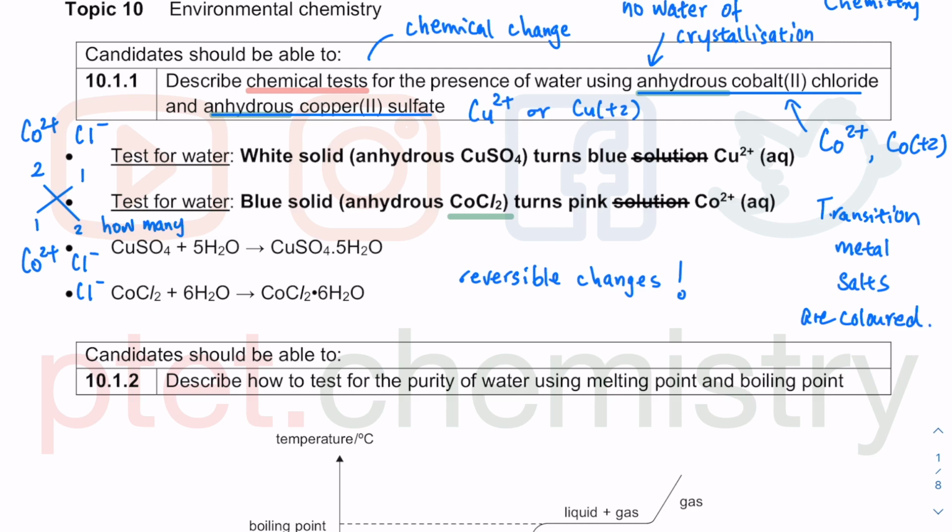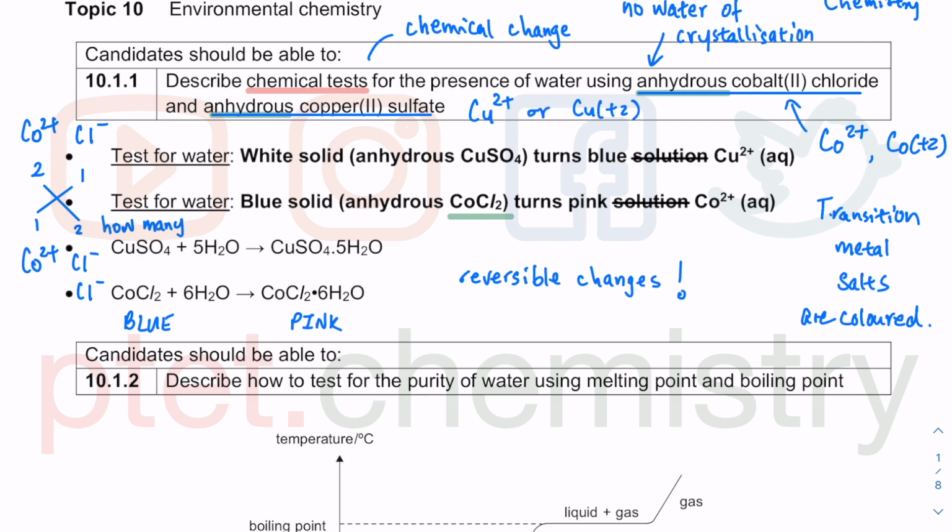This is going to be a blue solid. So this is blue in color, and then it goes to pink when it's hydrated. This is true for the cobalt 2 chloride. Although the copper 2 sulfate anhydrous is white, it goes to blue when it becomes hydrated. Be very careful not to get confused between the two. As the syllabus already said, you should be able to describe in terms of color changes the chemical test required.